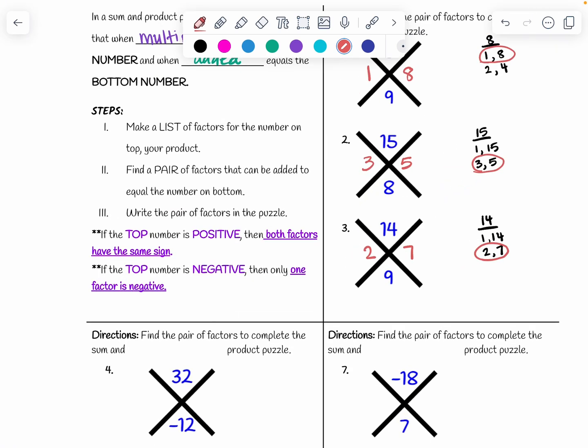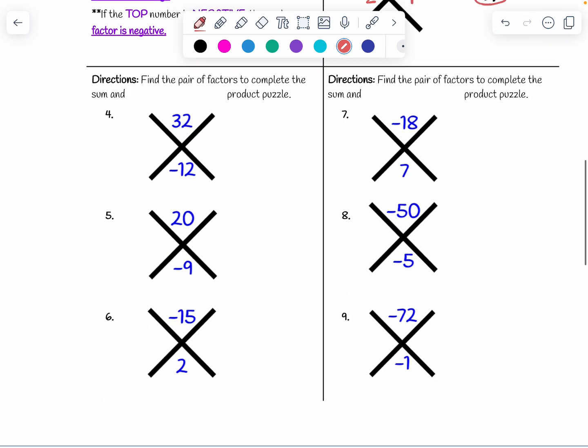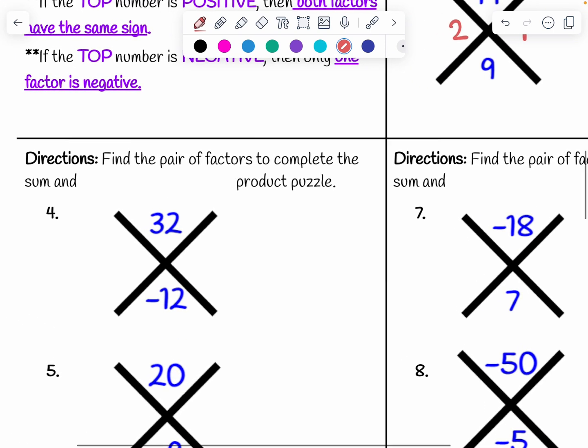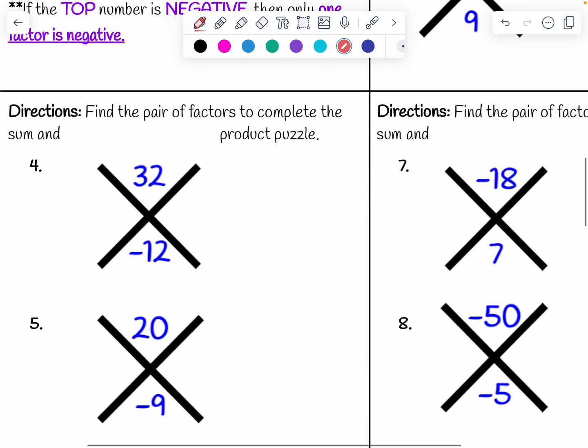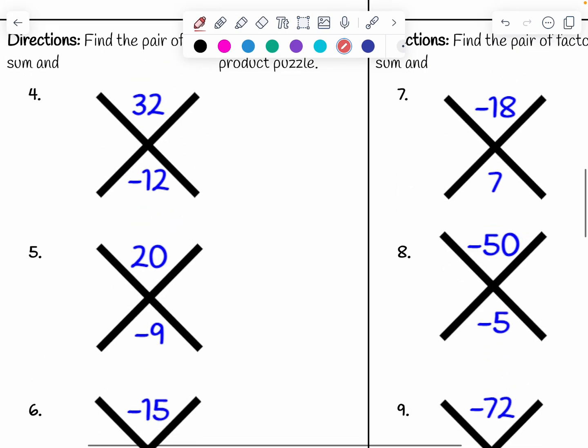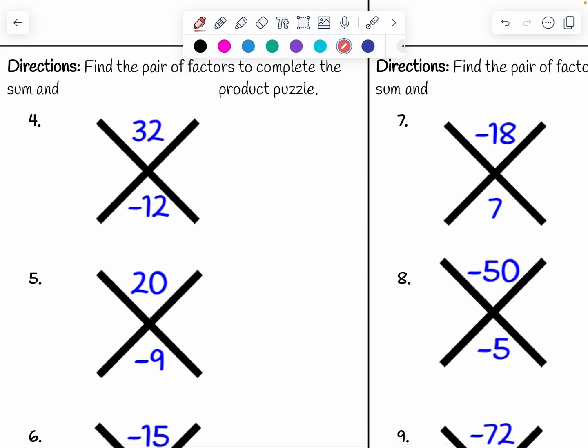So those are pretty easy when both numbers are positive. Let's move on where one of them is not positive. So find the pair of factors to complete these puzzles where one of the factors is negative. So we still have to find all of the factors of the top number. So that would be 1 and 32, 2 and 16, 3 is not a factor, 4 and 8, 5, 6, and 7 are not factors.